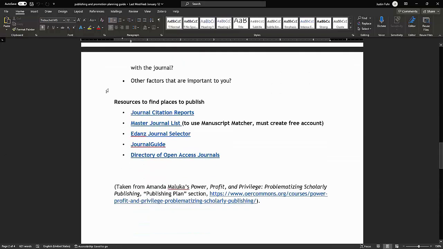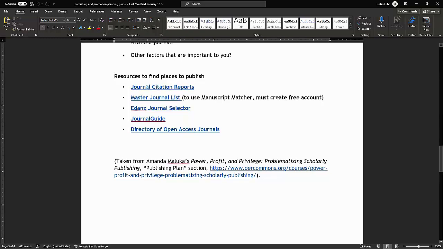So there's that. Actually, it's the first 3 pages, and you can use these links to find journals that are relevant to you. Also, if you have any questions about finding a place to publish, be sure to contact us. The library is happy to help with that.